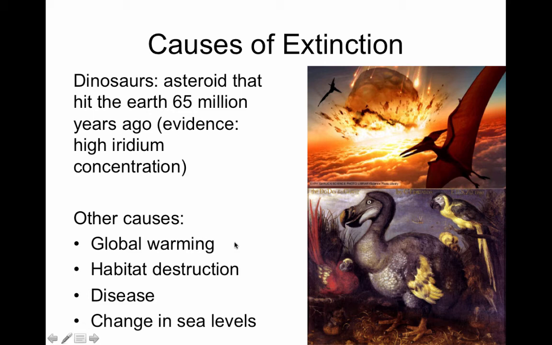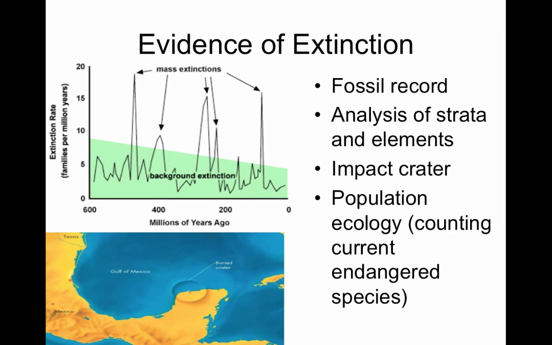Other causes, like we talked about before, are global warming, habitat destruction, disease, and also the change in sea levels. Evidence of extinction can be used, you can use the fossil record, also analysis of strata and the elements, so looking at the asteroid components that make up these levels of strata.